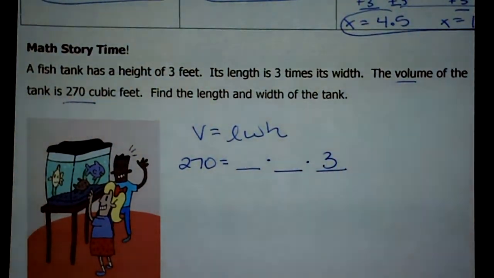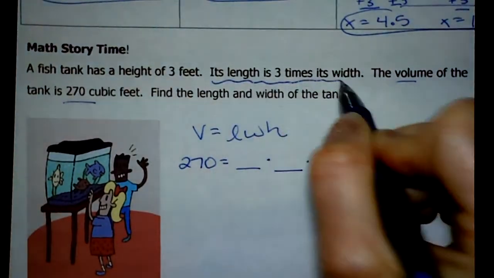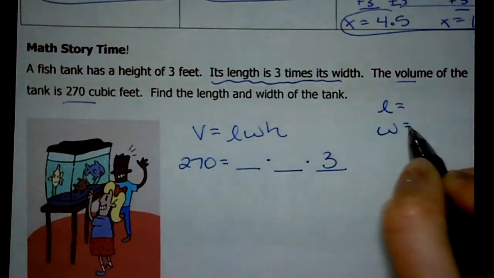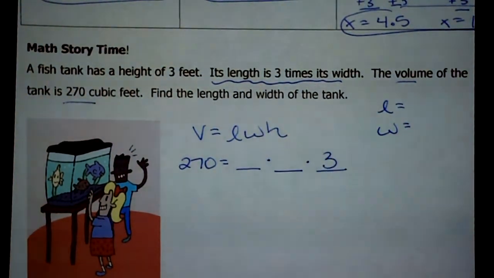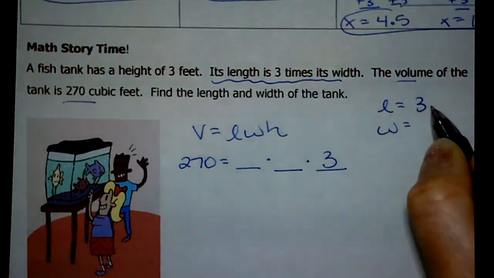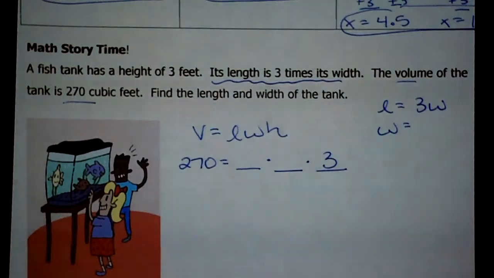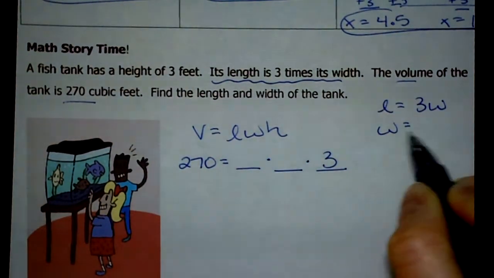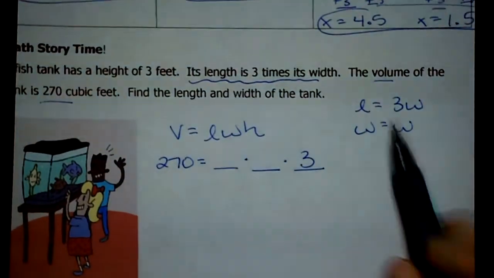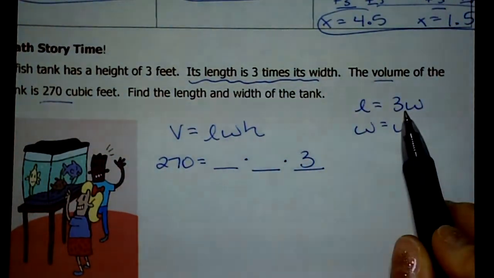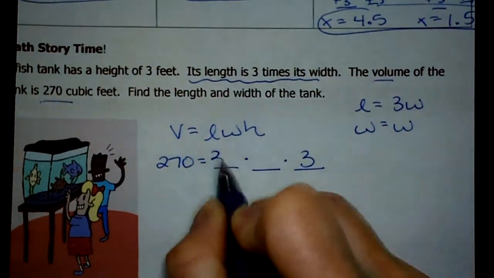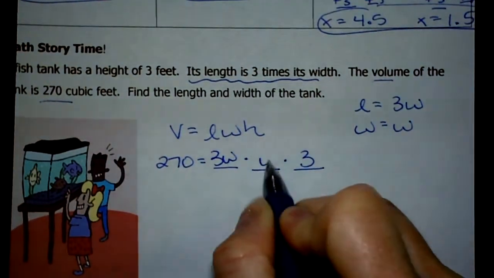And this is where it's a little bit trickier. It says its length is equal to 3 times its width. So if I'm looking for length and I'm looking for width, if the length is 3 times its width, I would say the length is 3 times whatever the width is, right? And width would just be width. So hopefully you're with me right here. If the width is w and the length is 3 times its width, the length would just be 3w. So for length, I'm going to plug in 3w, and for width, I'm just going to plug in w.